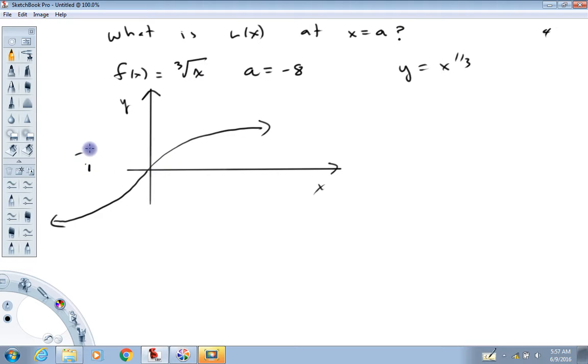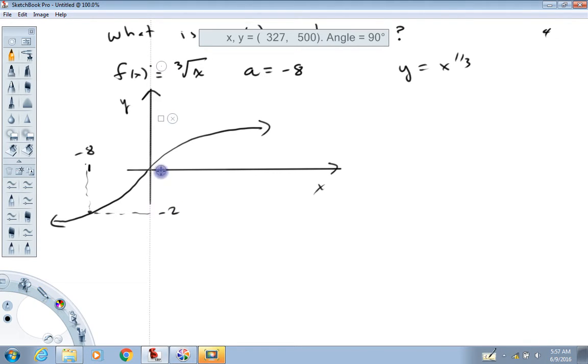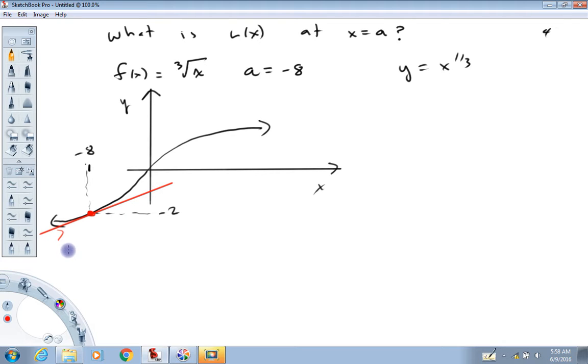I'm just going to put it maybe right here. The function value here would be negative 2, because negative 2 cubed is negative 8. If I were to linearize that function, I'm going to draw in the linear approximation in red. Maybe it looks something like this. Again, it would go through the point negative 8, negative 2. This equation has some form y equals mx plus b.